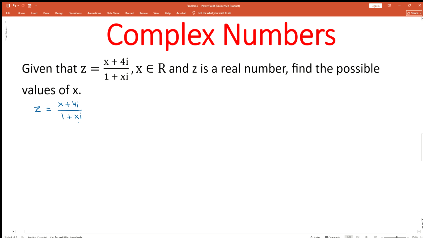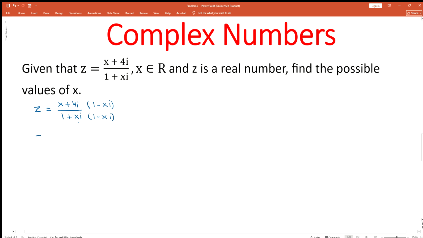For that, we should use the conjugate method because there is i in the denominator expression. We have to get rid of i in the denominator because in the standard form there is no i in the denominator. Conjugate is an expression which has the same terms but opposite sign between the terms. So we should multiply this expression by the conjugate of the denominator expression. The conjugate is 1 minus xi. So we should multiply the numerator and the denominator by 1 minus xi.